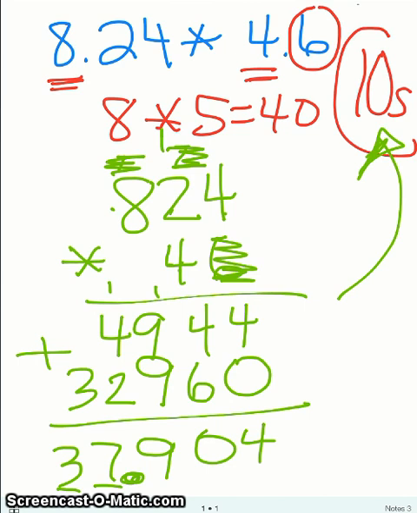The last step then is to check, and how I can check that I have the right number of digits behind the decimal point is to go back to my original problem of 8 and 24 hundredths times 4 and 6 tenths, and I have 1, 2, 3 digits that come after decimal points in the problem, which means in my answer I need to have 1, 2, 3 digits that come after decimal points, and I do, so it checks out. Go ahead and answer the questions listed on the guide for this problem.